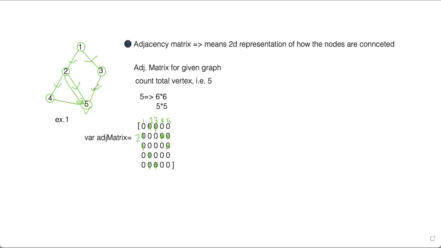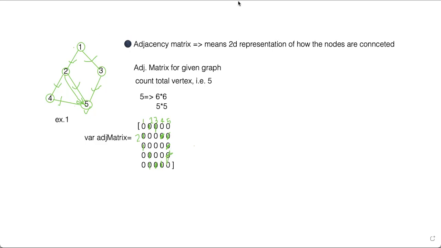So again, this one is done. Now this thing is left, 4 comma 5 and 5 comma 4. So go for 4 and then 5, 1 2 3 4 5, 4 comma 5. Similarly go to 1 2 3 4 and then 5 in this one. So this becomes your adjacency matrix.